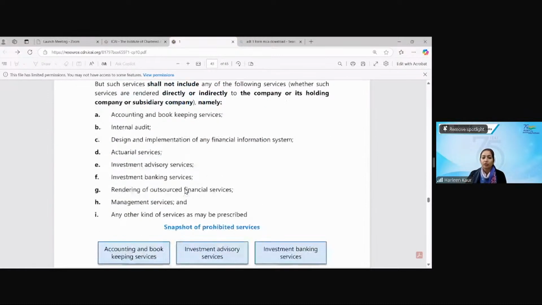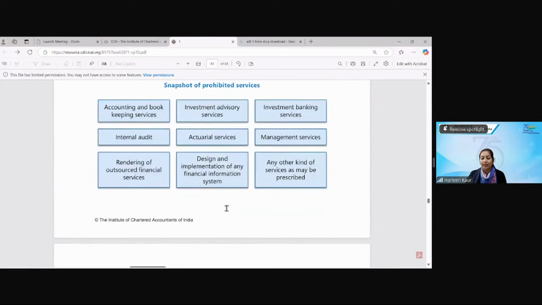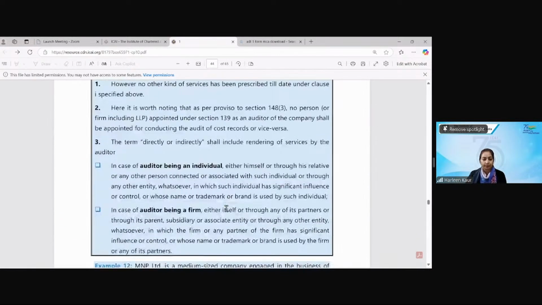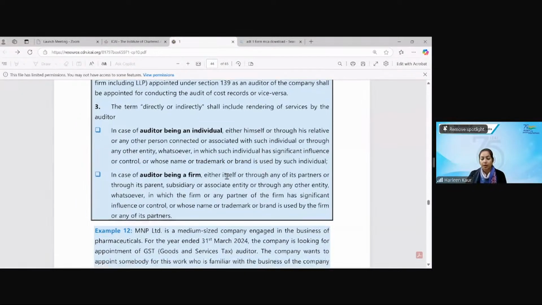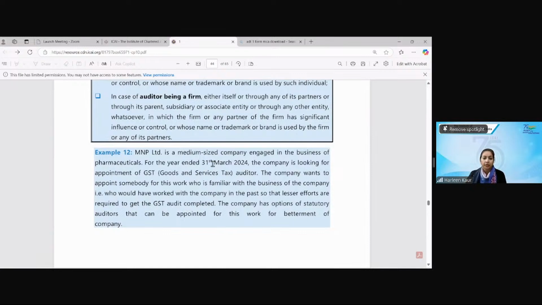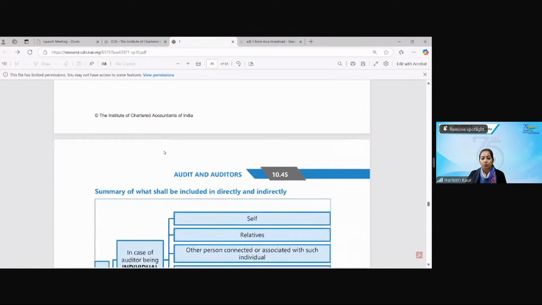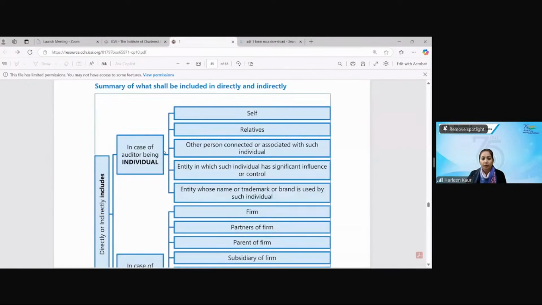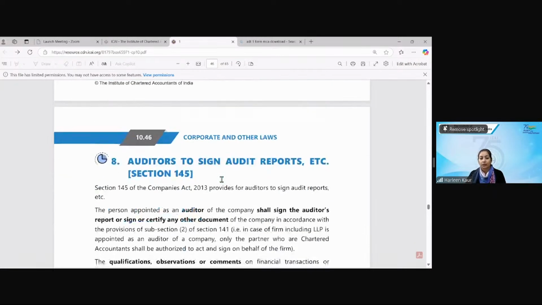Now, section 144, children, we have covered this from my notes, so you can simply remember this table. These are the services which you should not be providing if you are an auditor of a company. Also, you should not be associated with any trademark or brand in which you're doing the audit. Similarly, a firm should not have this kind of complications. I told you, you can still do the GST audit and tax audits apart from 144. And this is the definition of relatives I was telling you. These are the people who will be considered directly or indirectly providing services. Directly or indirectly includes these points.